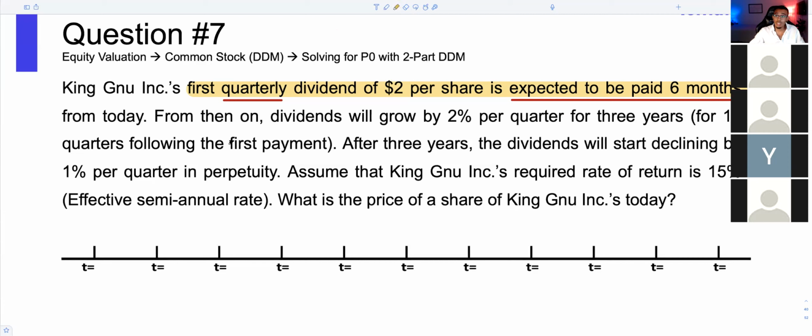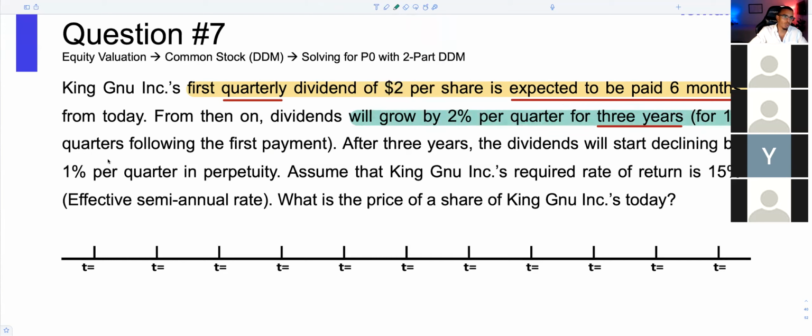So paid 6 months from today. From then, dividends will grow by 2% per quarter for 3 years. Okay, remember what I said before. When you have a number of time that's provided, it probably means that we need to break down this question into categories. Because it told you for 3 years it'll grow by 2%, you need to assume that that's only a small definite amount of time. So there's probably going to be another portion to this question, and there will be, because that's how it goes on exams. So we could actually highlight this in another colorway.